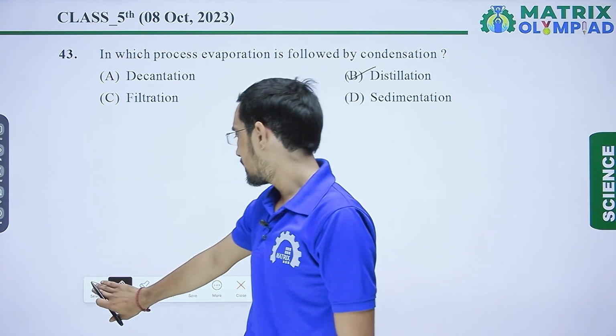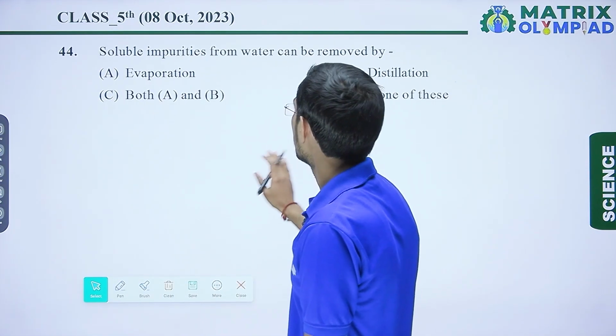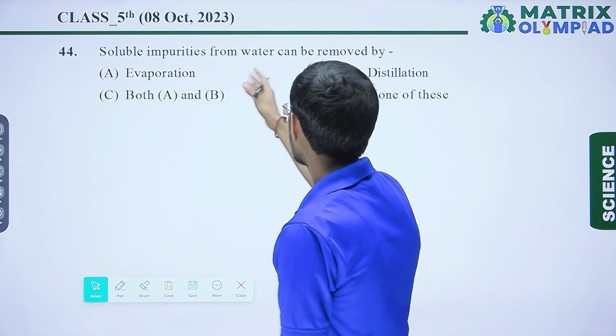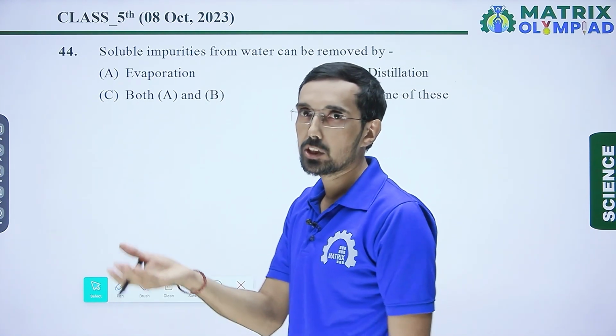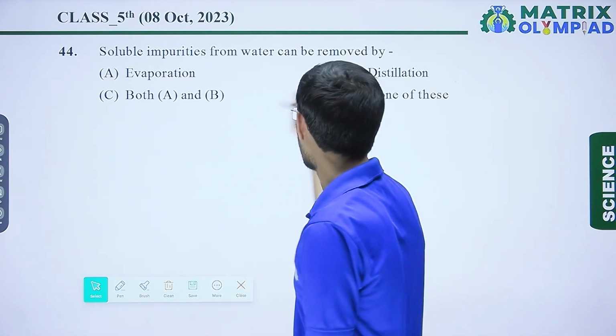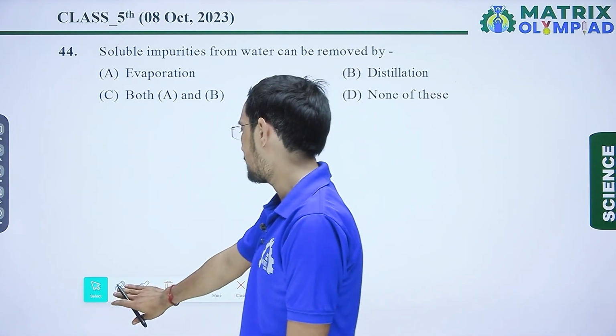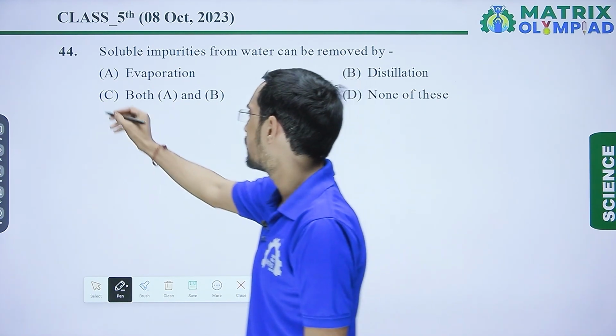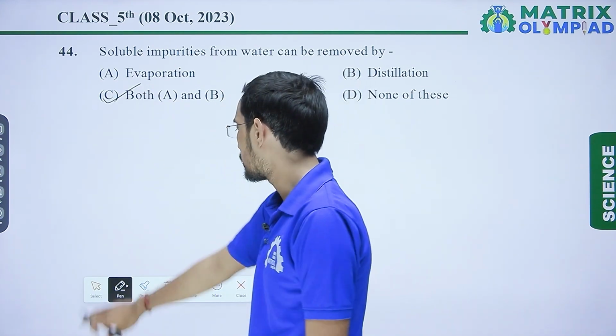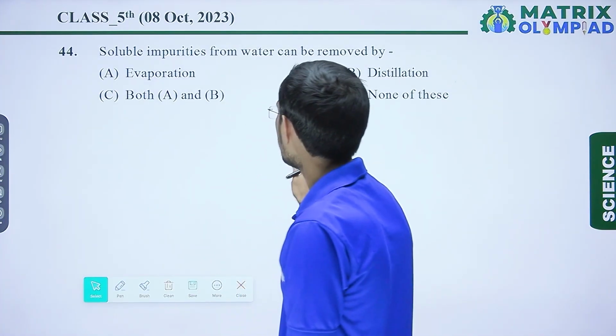Now our next question is: soluble impurities from water can be removed by. As we all know, by the evaporation method we can separate them, and by the distillation method we can separate them. Both are given in option C, both A and B. That will be our correct answer.